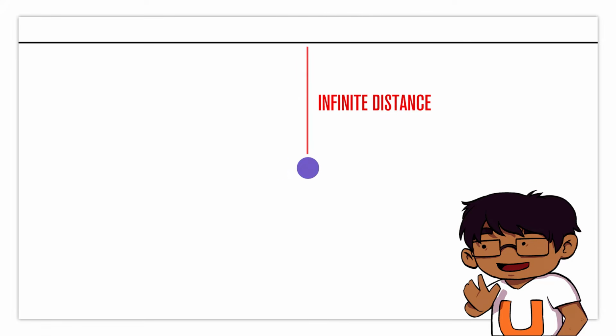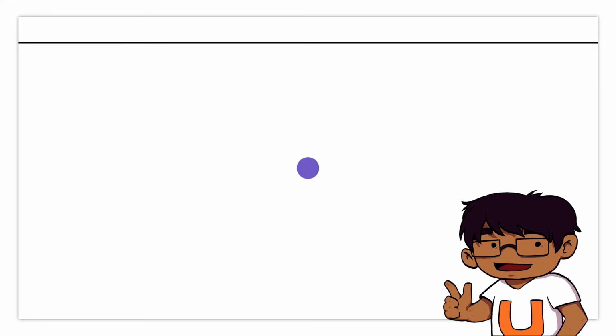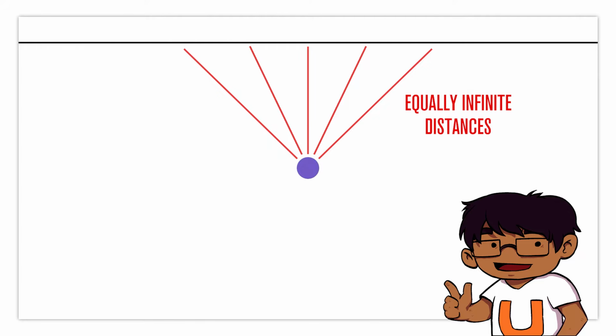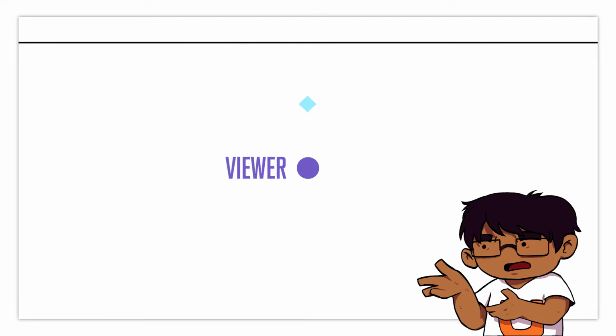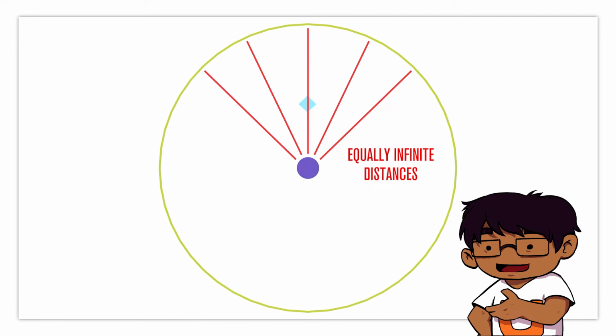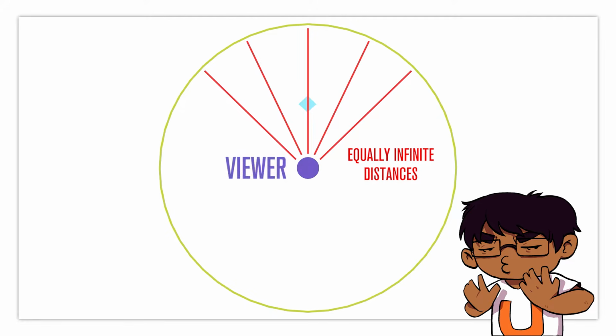Remember, the horizon line is meant to represent an infinite distance away from the viewer. That means that every point along the horizon is an equally infinite distance away. Given that all these distances are equal when measured from the viewer's location, rather than representing the horizon line with a straight line, we can represent it as a circle with the viewer at its center.